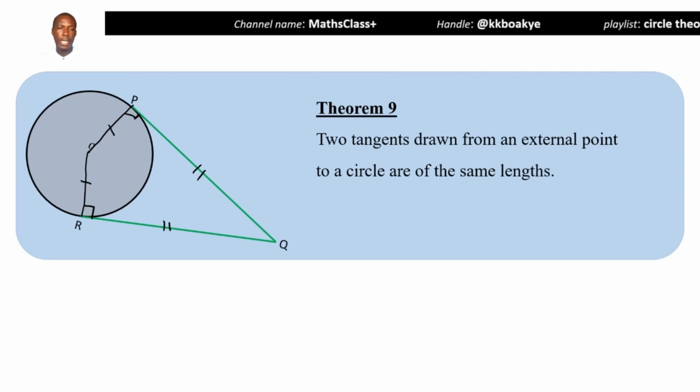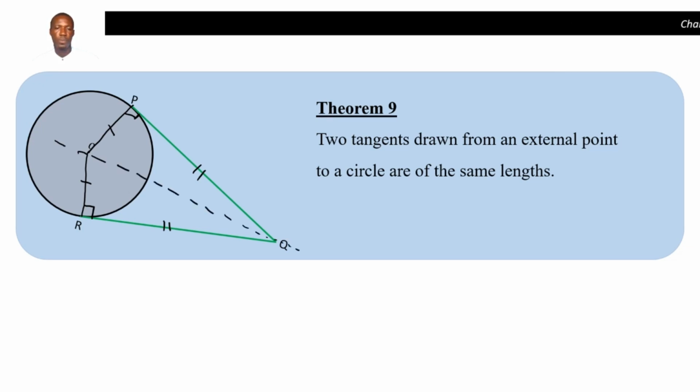And so when you look at the diagram, quadrilateral ROPQ, we get a kite with a line of symmetry through O to Q. So that is our theorem 9.